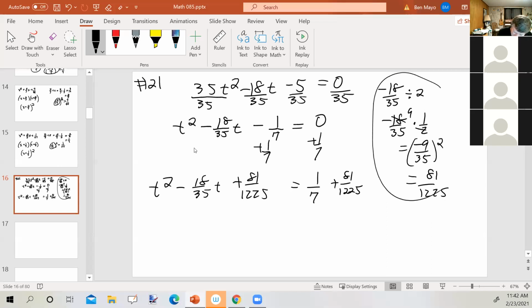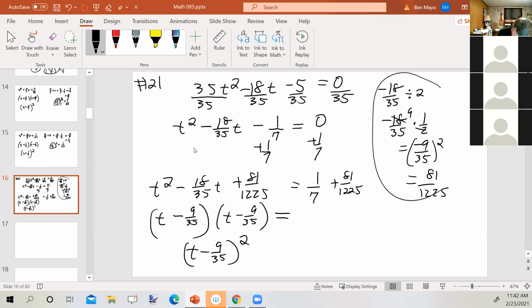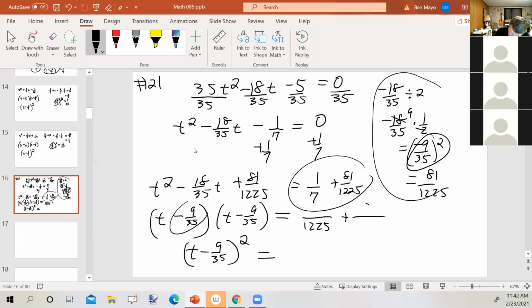Okay. So on the left side, I've got t minus 9/35 times t minus 9/35, okay? Which is t minus 9/35 squared. Is everybody okay where I got this from right there? Just like we exemplified in the last couple of problems. But now I've got to add those together. And I have a common denominator of 1225.